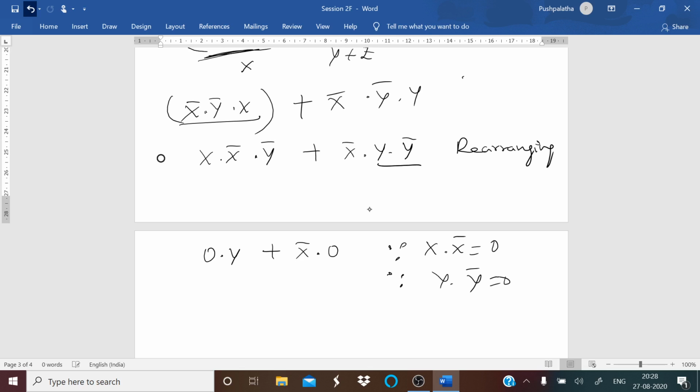Right? y into y bar is 0. x into x bar is 0. 0 into y, so what is 0 into y? 0 plus 0. So this is nothing but 0. Then you have proved the first theorem.